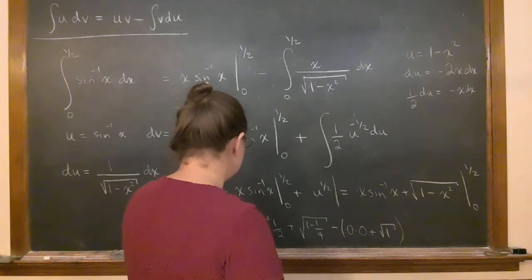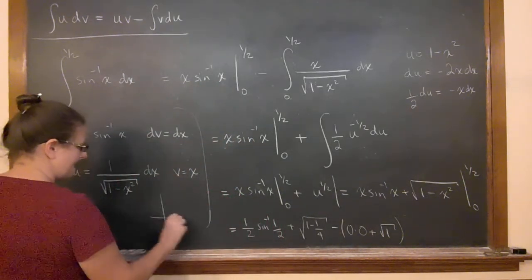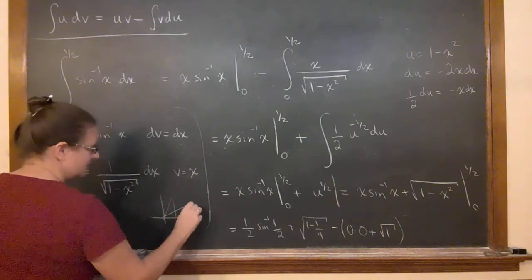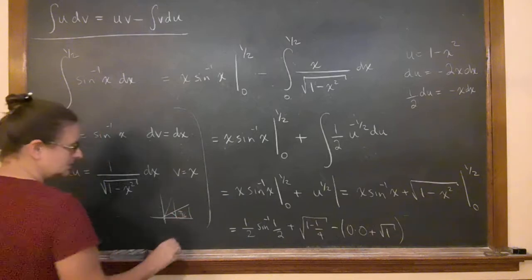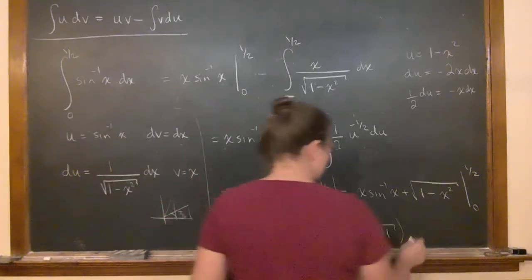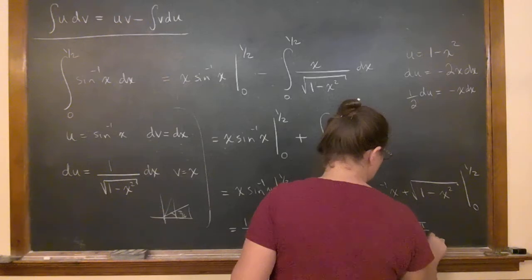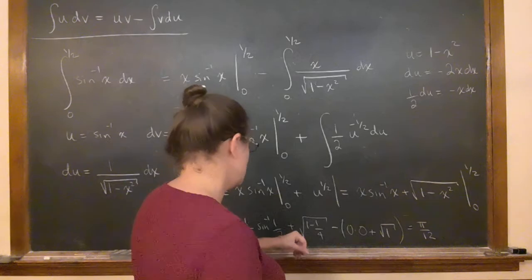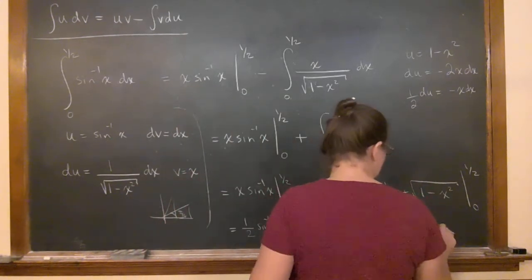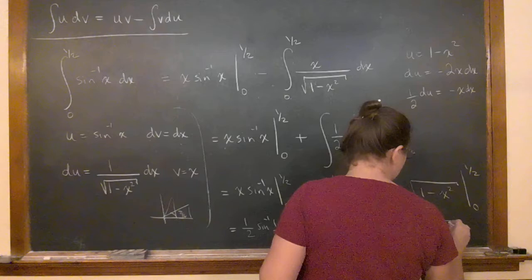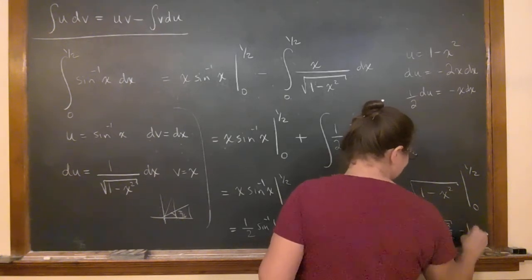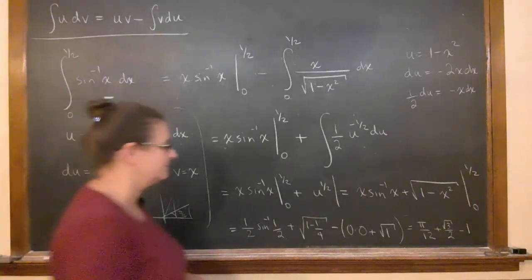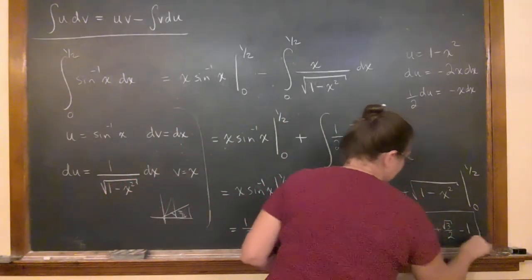So let's see. Inverse sine of 1/2. This one, right? So this be pi over 6. Okay? So I have 1/2 times pi over 6, so I have pi over 12. And this is root 3 over 2 minus 1. I didn't do anything else with that. So plus root 3 over 2 minus 1. And that's my answer. Okay, it's a little bit small down here, but that is what we got.